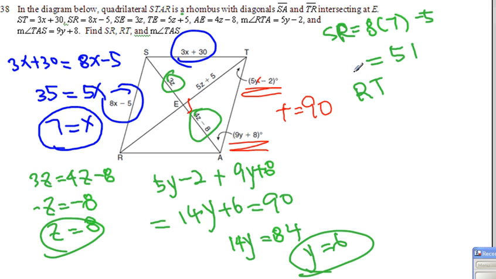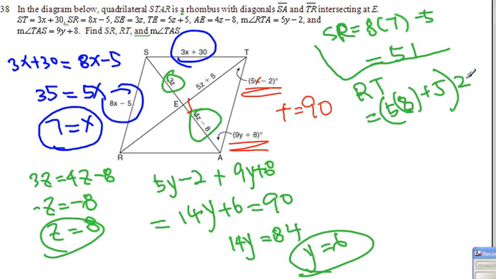RT. RT would have been the whole length of the diagonal. Since z is equal to 8, we realize that 5z, which is 5 times 8, plus 5, talking about this one, has to be doubled in order for us to get our answer. Now here we have 45 times 2, we end up getting 90, which is great.